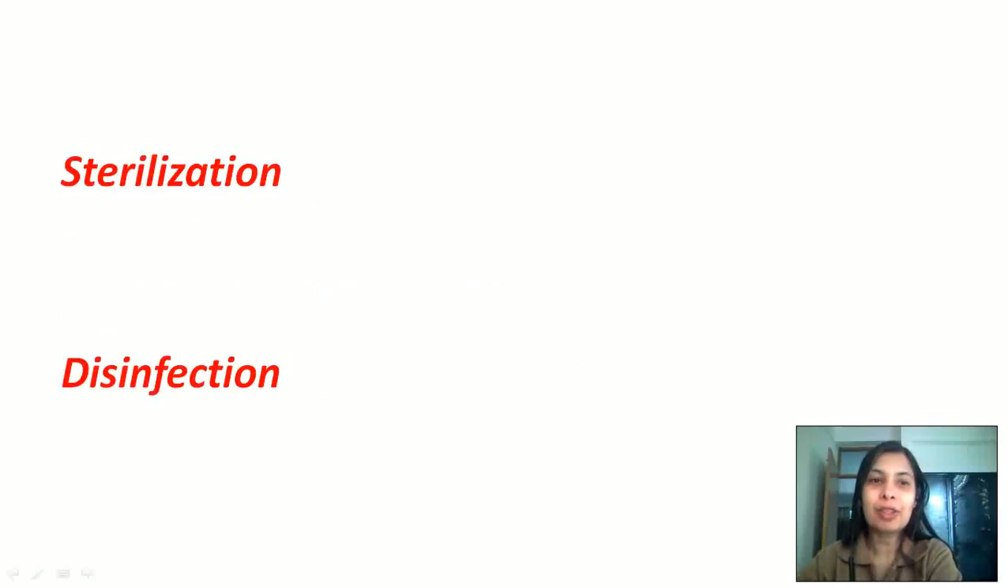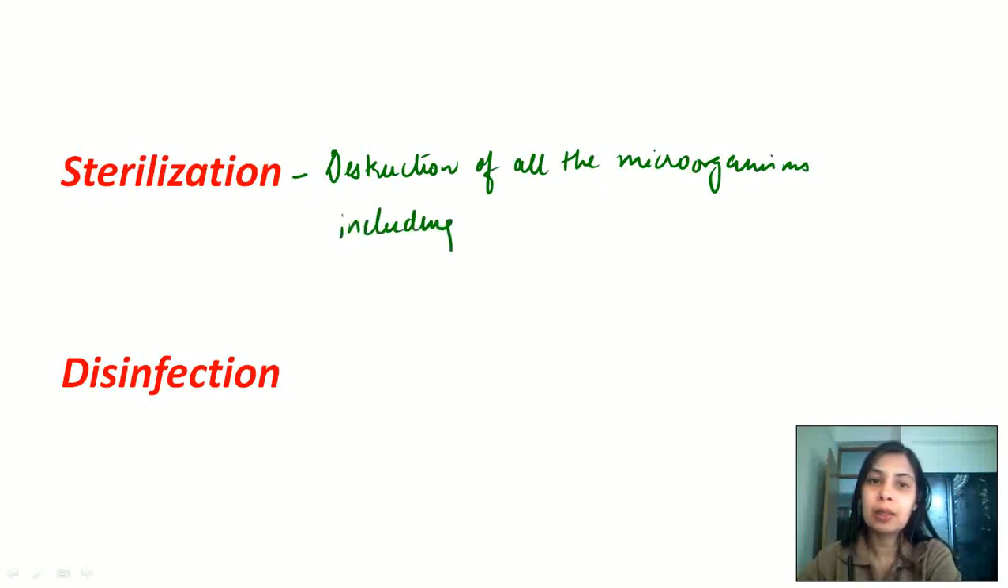So, what is sterilization? Sterilization by definition is the removal or destruction of all the microorganisms, including spores. That is important for you to remember. It must include the spores also. And how will you remember that it is including spores? So S is for sterilization and S is for spores here. So it includes the spores.